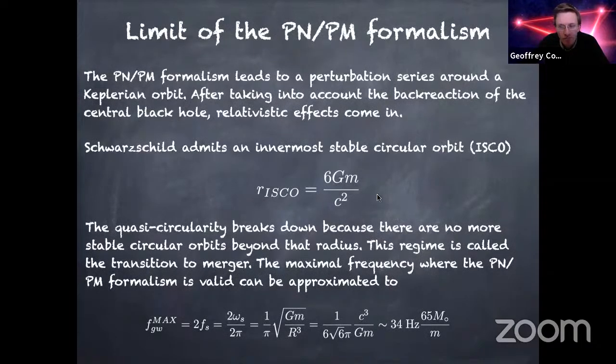You can roughly estimate, when you have a binary system, that the innermost stable circular orbit of the system will be given by the total mass of the system, where 6M is the Schwarzschild value for a single black hole. But here you put the total mass, just as an estimate of where the ISCO is. And beyond that ISCO, there's no circular orbit that exists at all. So the initial perturbation theory breaks down, because you start from a Keplerian orbit, which is quasi-circular, and it does not exist.